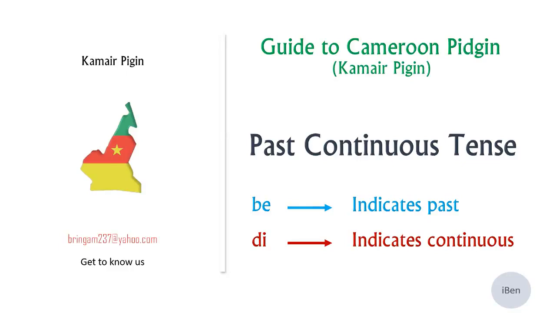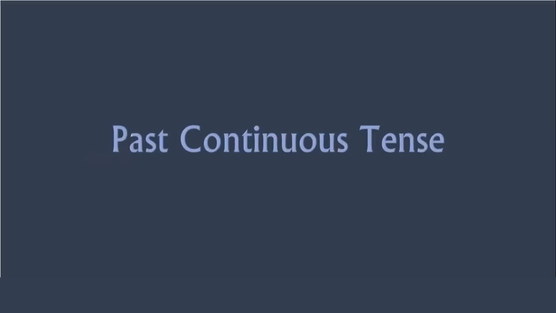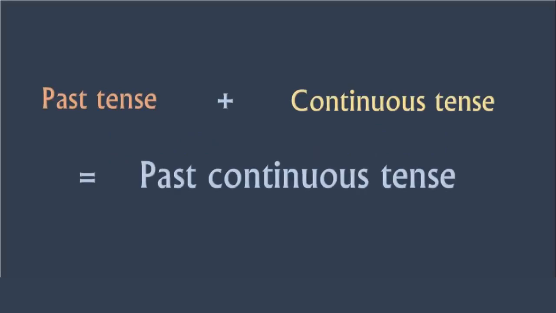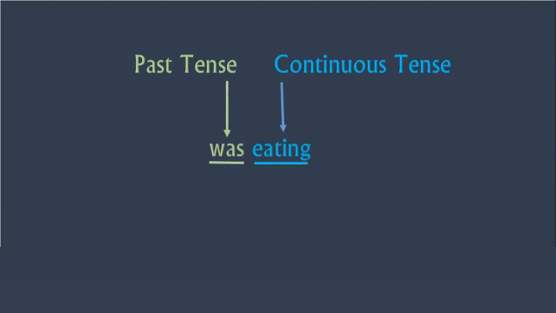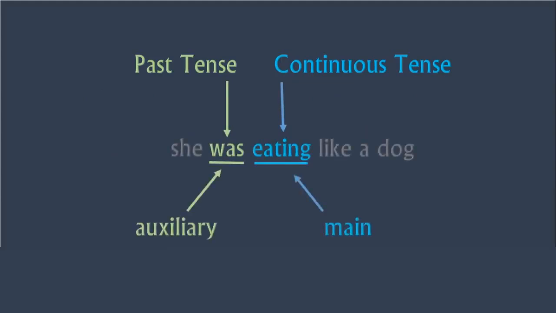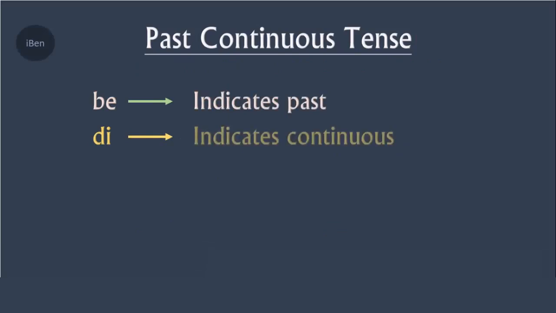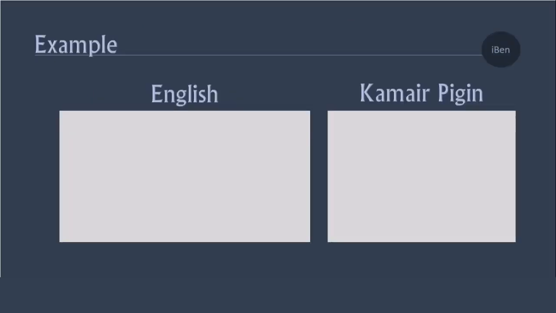Now let's look at our past continuous tense. Past continuous is actually two tenses put together in English. You have the past tense and the continuous tense to give you the past continuous tense. And that is why we have two verbs there, the auxiliary and the main verb. So in Pidgin it is the same thing. We're going to combine the indicator of a past and the indicator of a continuous, and we need to put them in that order. So the word "be" is first used to indicate past, then the word "de" will follow it to indicate continuous. Check these examples out.